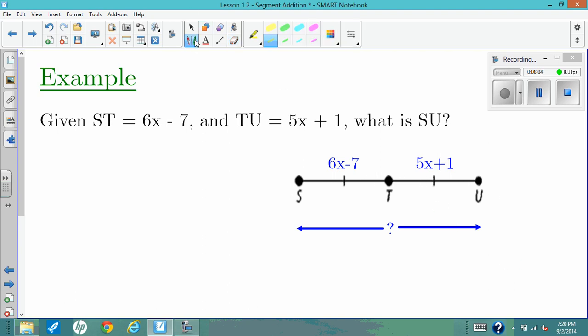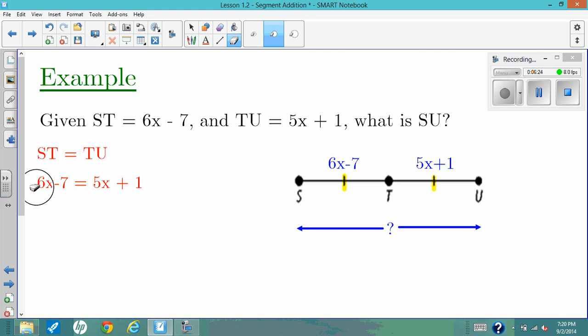These two lines right there mean that ST is congruent to TU, which means that both of these segments are equal in length. So I can set up an equation that shows that ST is equal to TU, and this will allow me to solve for x. I'll plug in what I know, do some algebra, and find out that x is equal to 8.